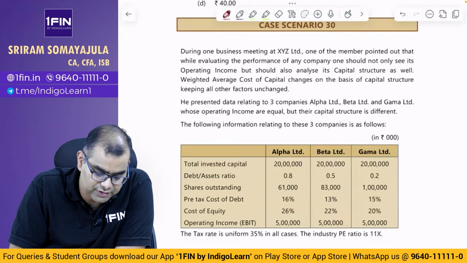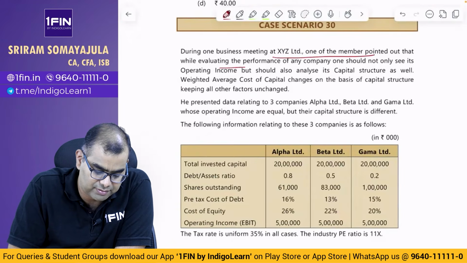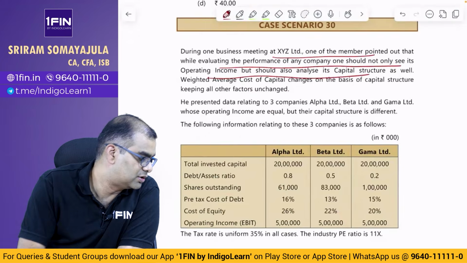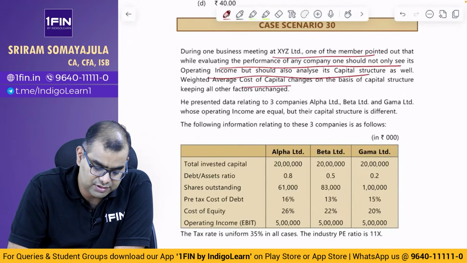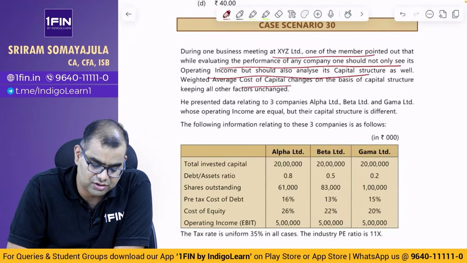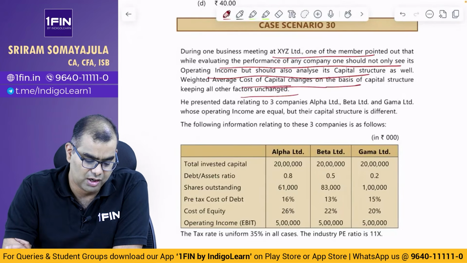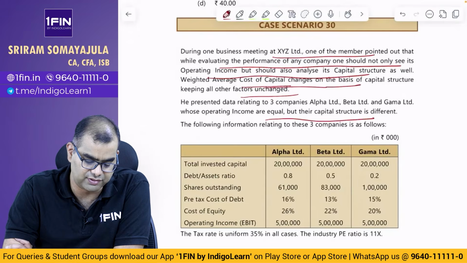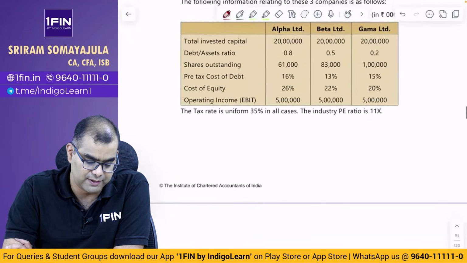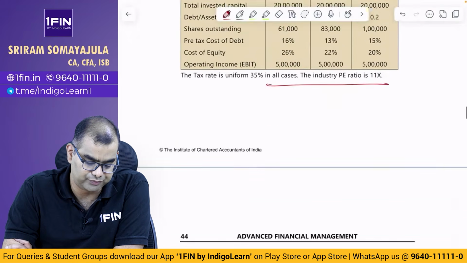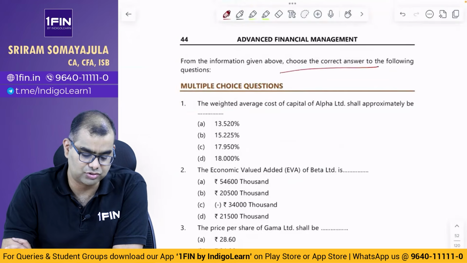During one business meeting of XYZ, one of the members pointed out that while evaluating the performance of any company, one should not only see its operating income but also analyze its capital structure, as well as the weighted average cost of capital. WACC changes based on the capital structure, keeping all other factors unchanged. He presented data related to 3 companies, Alpha, Beta, Gamma, whose operating incomes are equal but capital structure is different. Following is the information related to the 3 companies. Uniform tax rate is 35%. From the information given above, choose the correct answer.